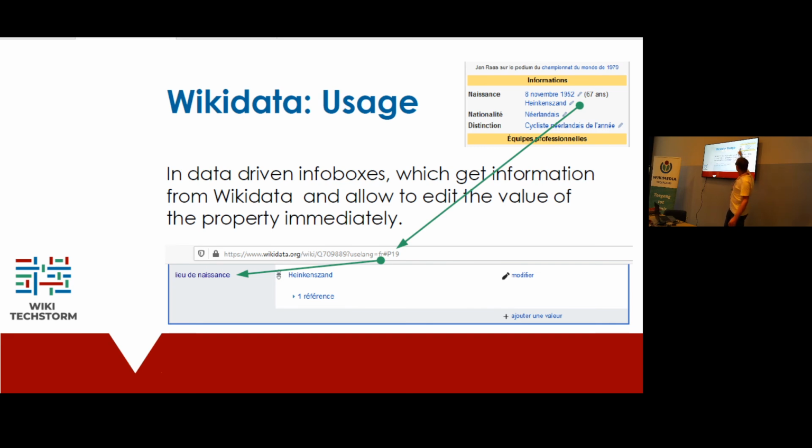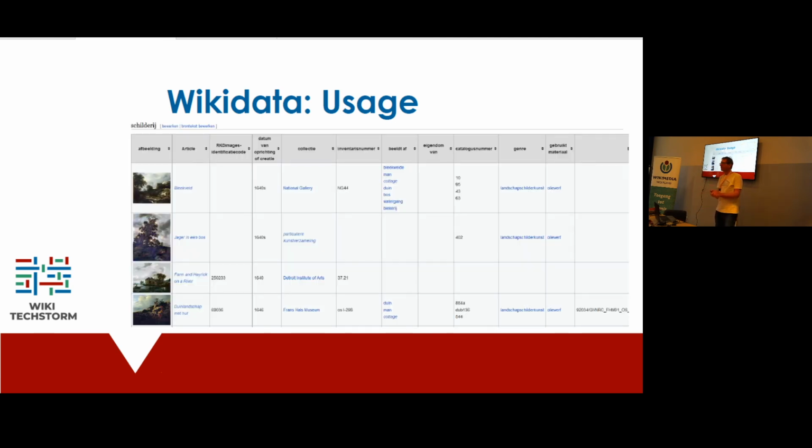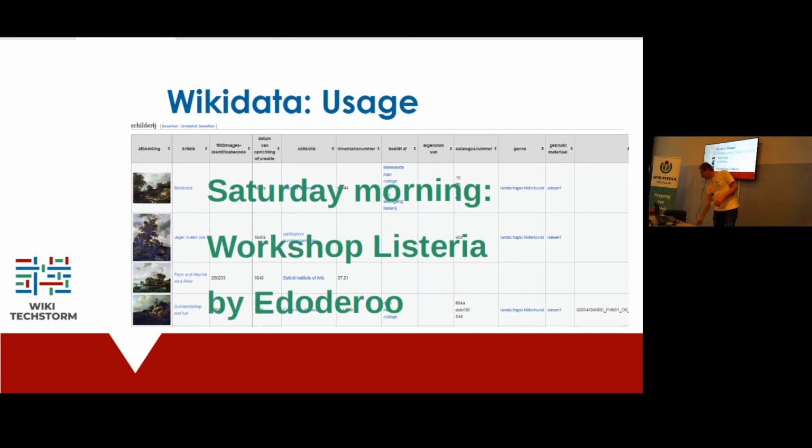The Q number is Jan Raas, the P number is place of birth. Another use of Wikidata is to get a list of items. This is a list of paintings from Jan van Ruisdael. And it needs a query, you can get all information structured in a table, and well, it goes almost directly. If you want to know more about it, you will get a workshop on it Saturday morning.